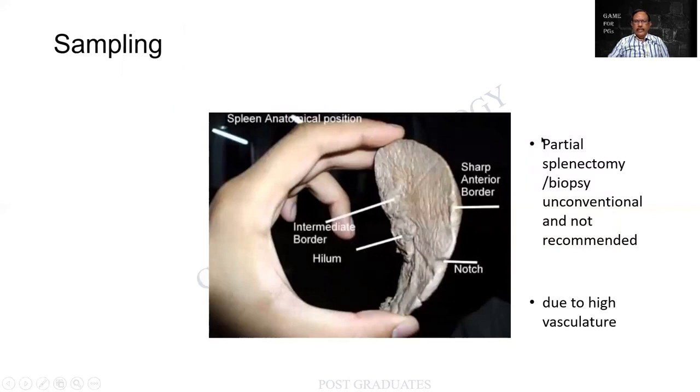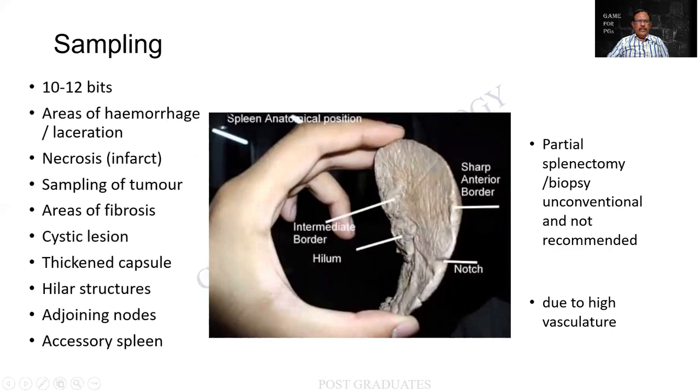So this we have already seen, and the sampling. Obviously, the specimen of the spleen is brought to us as a total splenectomy. Partial splenectomy, biopsy, etc. are not conventional. They are not advised at all, not recommended. The reason is very obvious. Because of the high vasculature, intruding into it is going to cause profuse bleeding, which will end up with splenectomy anyway. That is why we get specimens with splenic rupture.